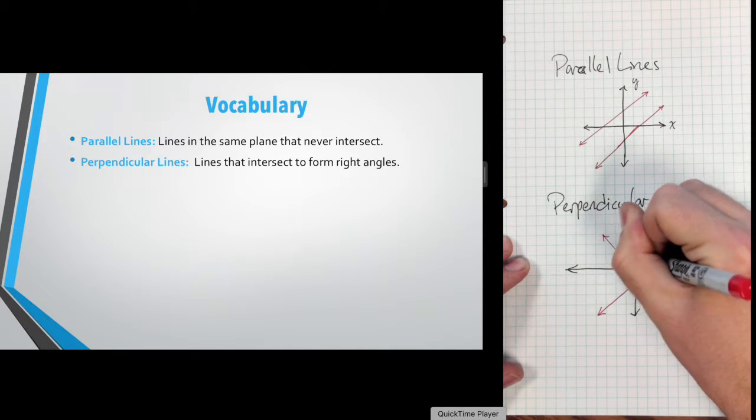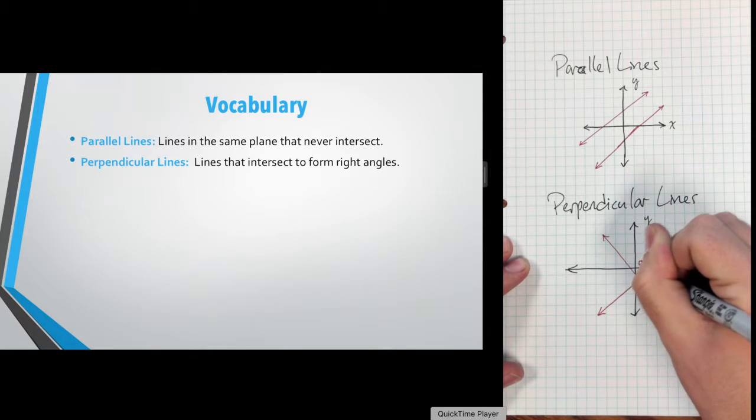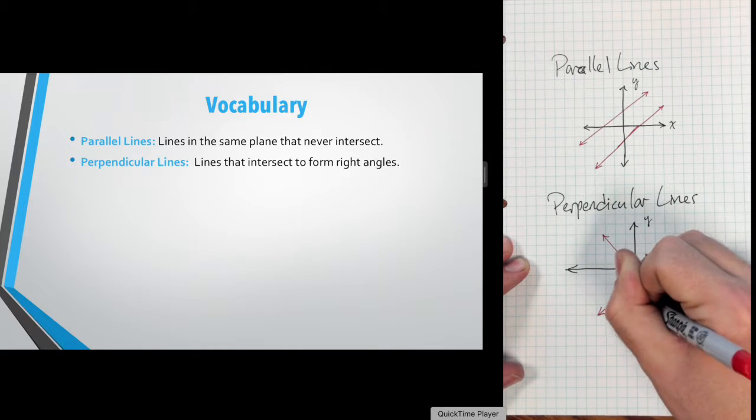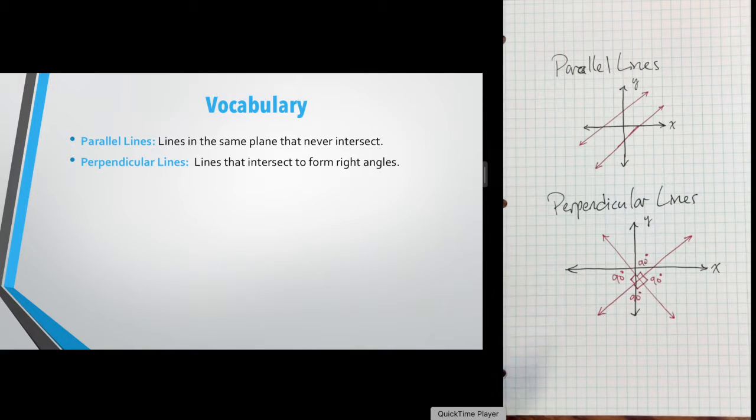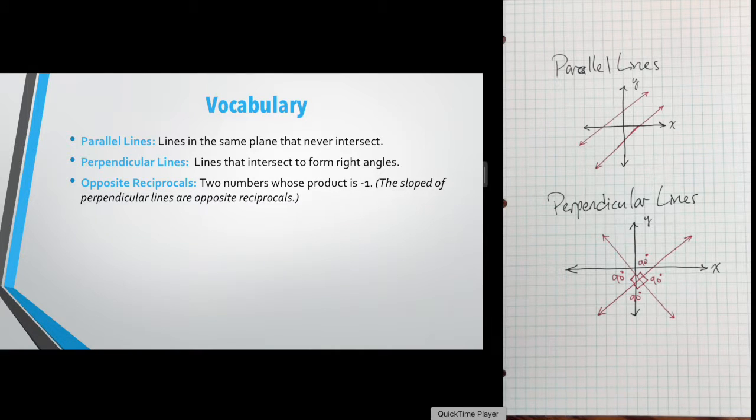Notice right here we have a 90-degree angle. So on each of these, they create a 90-degree angle. So parallel lines never touch. Perpendicular lines, when you draw them, they create 90-degree angles. The third vocab word you have, and the last one, is opposite reciprocals. Opposite reciprocals. These are two numbers whose product is -1. Two numbers whose product is -1.